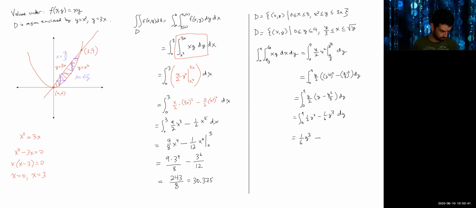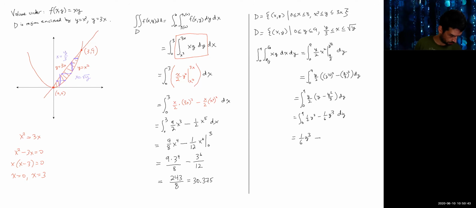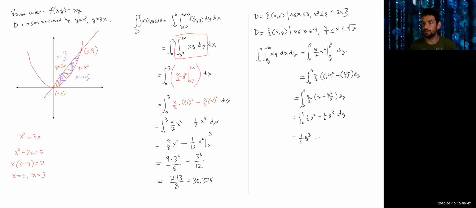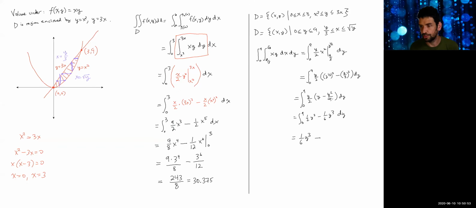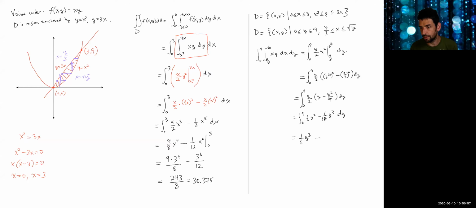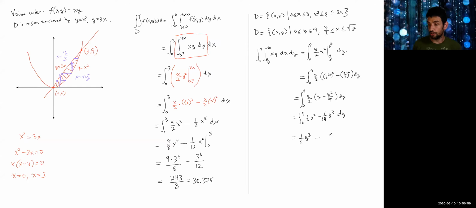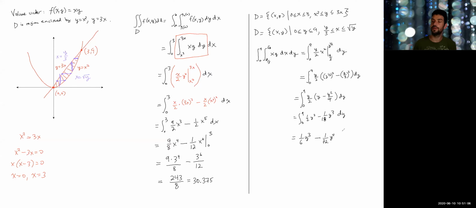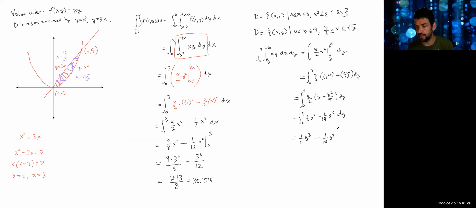minus, let's see. Oh, I missed something. Pardon me, this should be a 9, not a 3. I keep making little errors in there. My brain's alerting me without telling me precisely what it is. So that makes this an 18. Sorry about that. So then we get 1 over 72 y to the 4th. All right, that's our antiderivative.